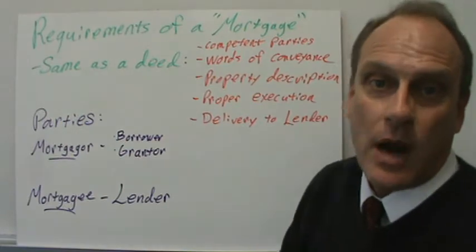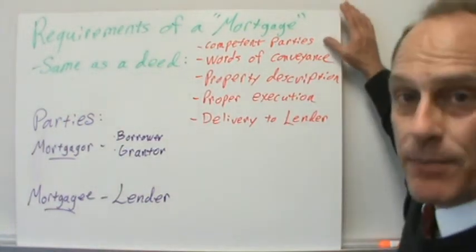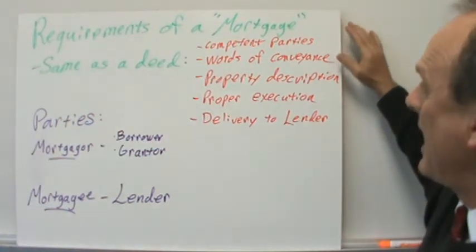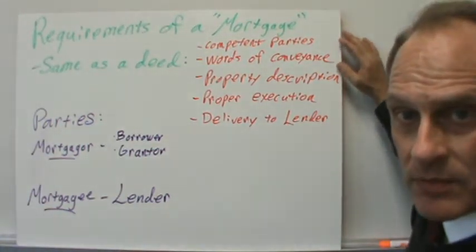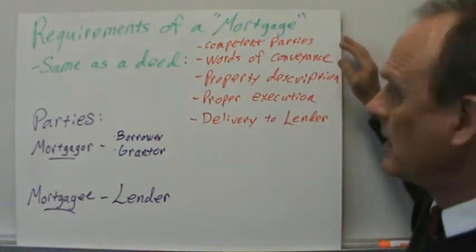So what are the requirements of a mortgage? Well, they're going to be the same as a deed. You've got to have competent parties. You've got to have words of conveyance, you know, I grant and convey to the trustee or back to the bank.